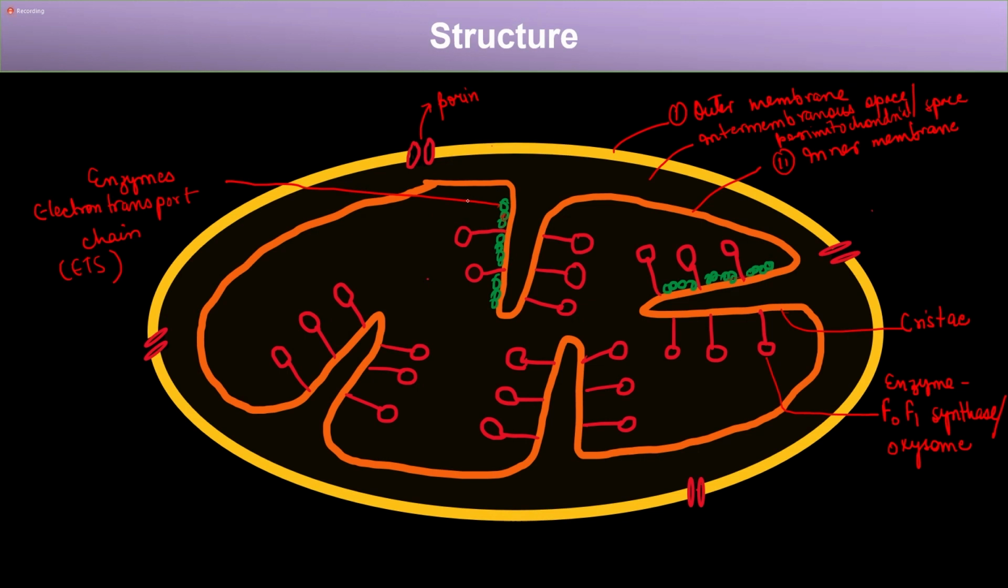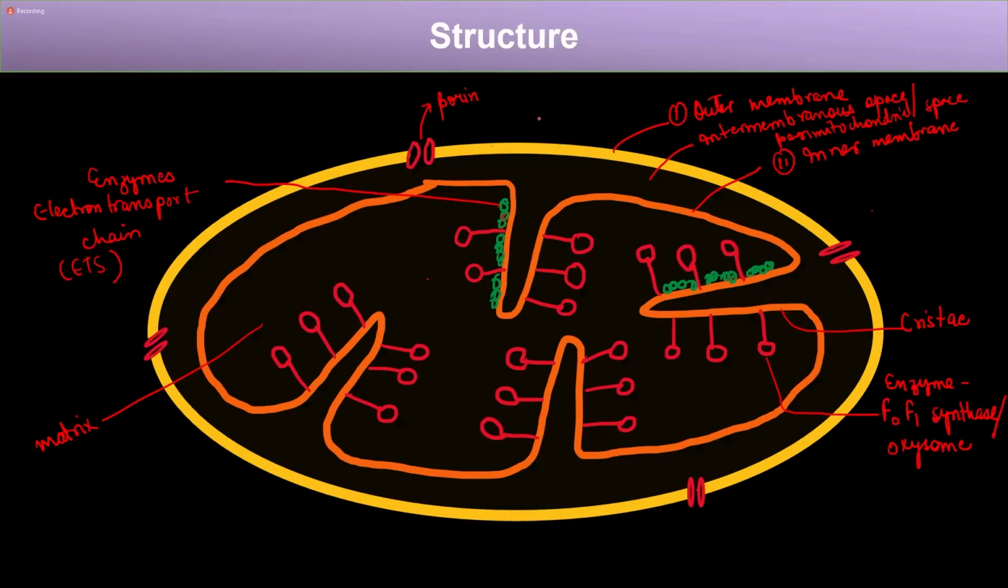Apart from this, what else do we have? We can see that there is this inner lumen, and this is known as the matrix of the mitochondria. So in a mitochondrial structure, these are the components that are present. Now, we will discuss each of these components one by one.